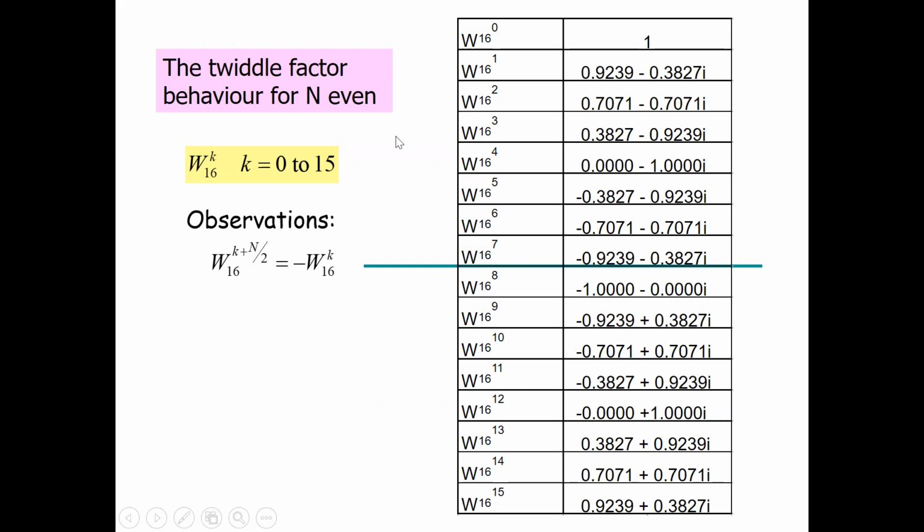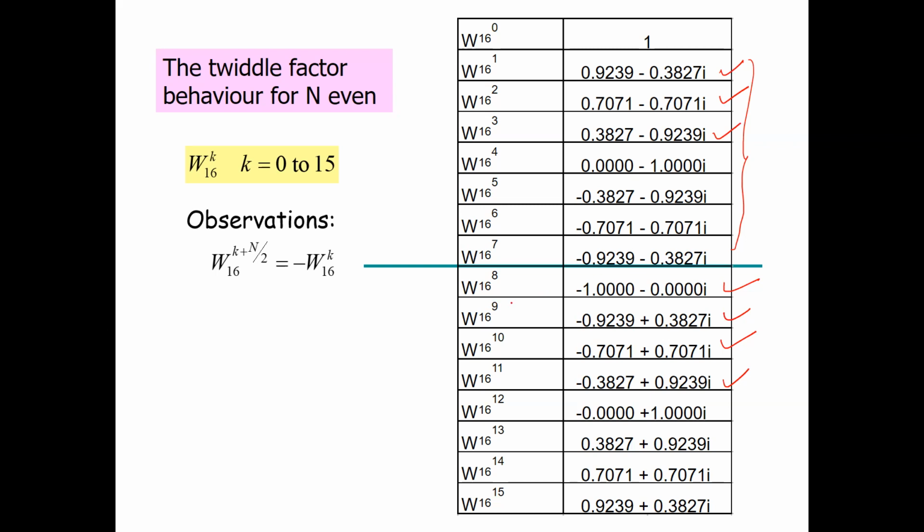If you evaluate the twiddle factors here, look at the halfway mark. You calculate 0 to 7 here, which are the first set of values. Notice after that, this value is minus the first one, minus 1. This value is minus this. This value is minus this. This value is minus this. So there's a pattern here where if the number is even, once you reach the halfway stage, everything past the halfway stage is minus the values of the first bit.